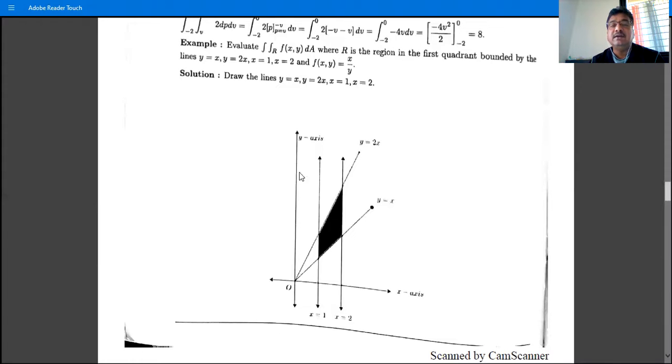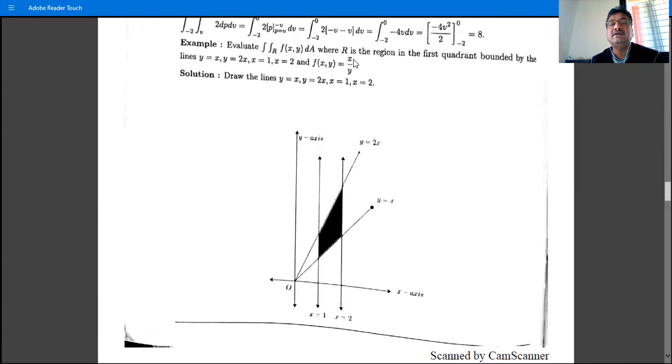Then x = 1. This is the line x = 1, parallel to the y axis at a distance 1 from the origin. And x = 2 is a line parallel to the y axis at a distance 2 from the origin. So x = 2. The shaded region is the area bounded by these 4 lines. That is R, this is the R region.